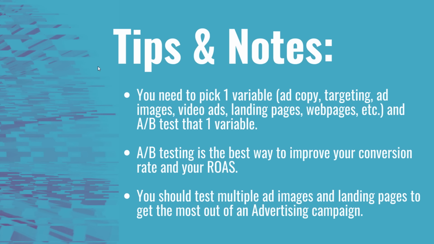So to wrap it up with some tips and notes, you need to just pick one variable at a time: ad copy, targeting, ad images, video ads, landing pages, web pages, etc., and A/B test that one variable. It's the best way to improve your conversion rate and return on ad spend. So when you're looking to optimize any type of advertising campaign or any type of marketing campaign that you're running, you want to make sure that you're using A/B testing to come up with the best variation.